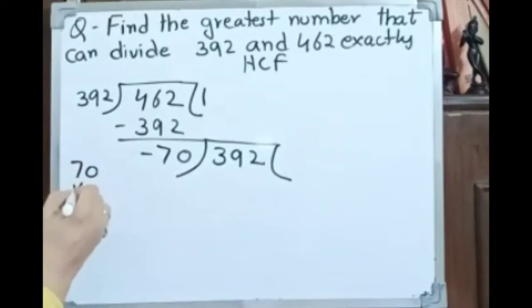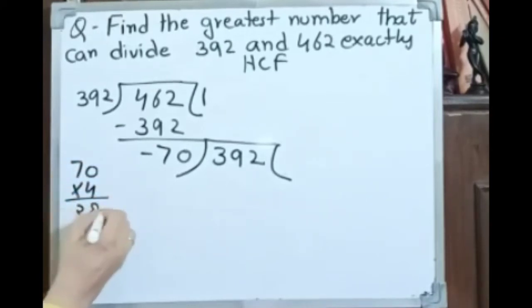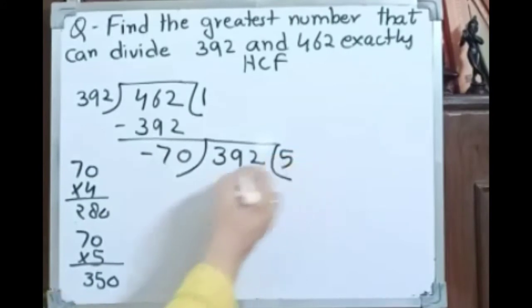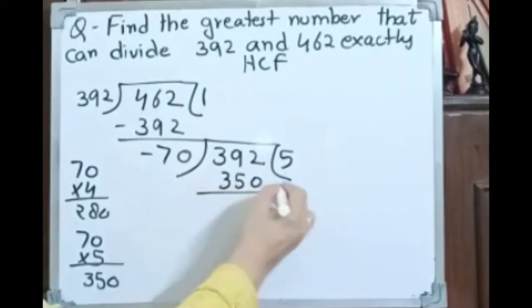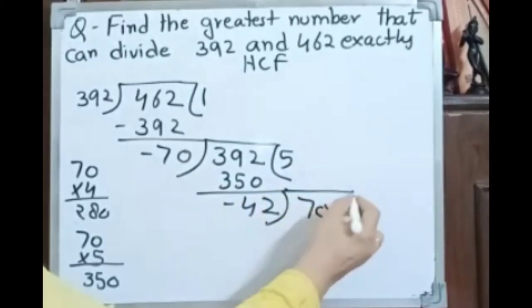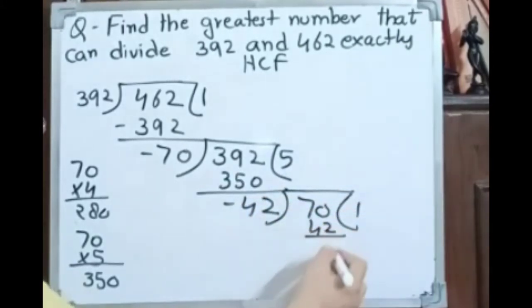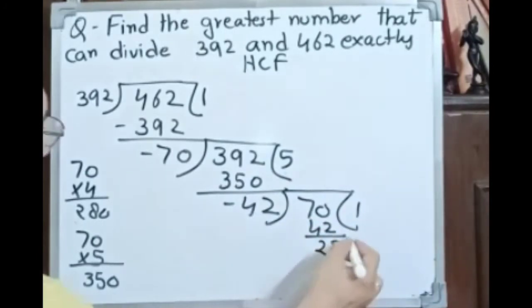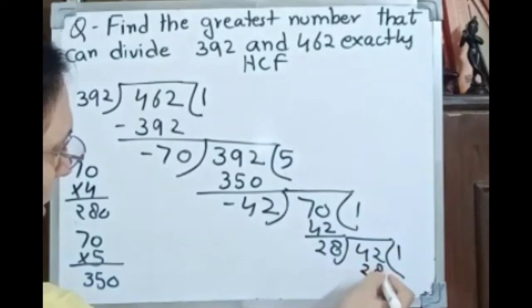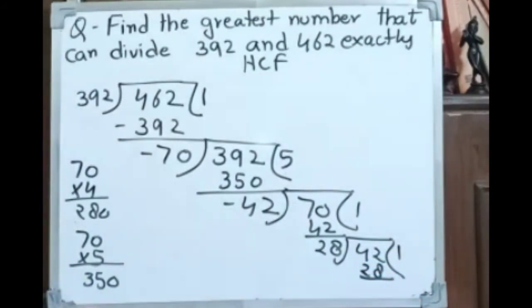Now look here, 70 fours are 280. No, we have to go to 70 fives are 350. Yes, we have to go 5 times. 350. Subtracting from 392, we have 42. Now take the 70 again: 42 ones are 42, so we have 28. Then 42 divided by 28: 28 ones are 28, and the remainder is 14.